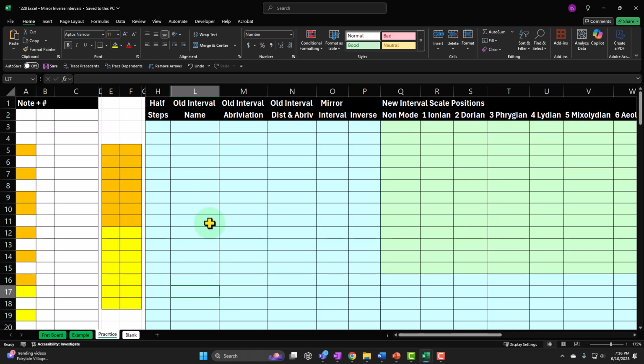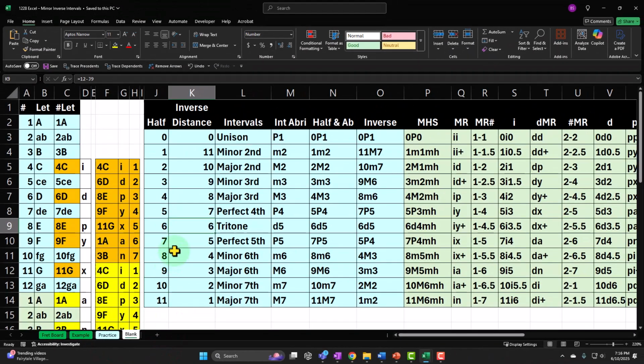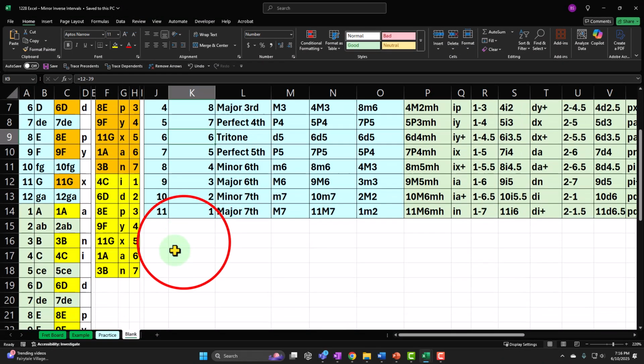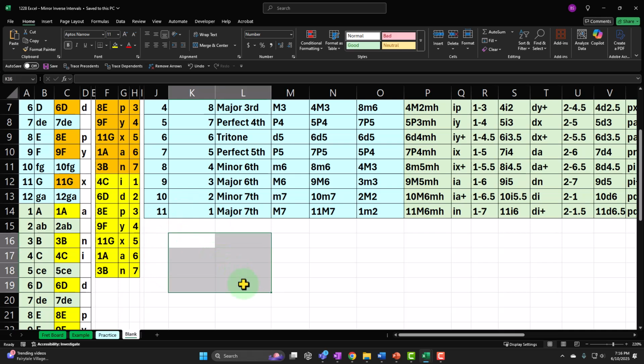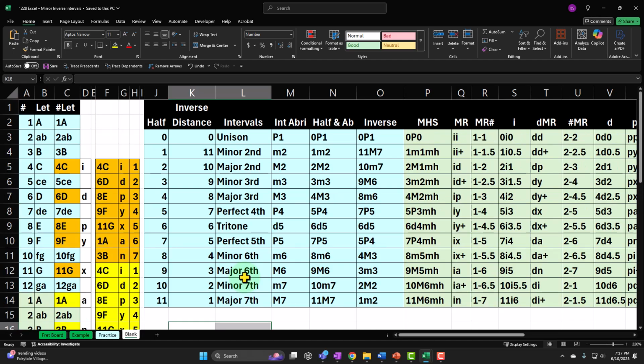But if you don't have any of that, that's okay because we'll be working in the blank tab where we started from scratch, but this time working from the blank part of the worksheet, still practicing both our Excel formatting skills as well as music theory skills at the same time.